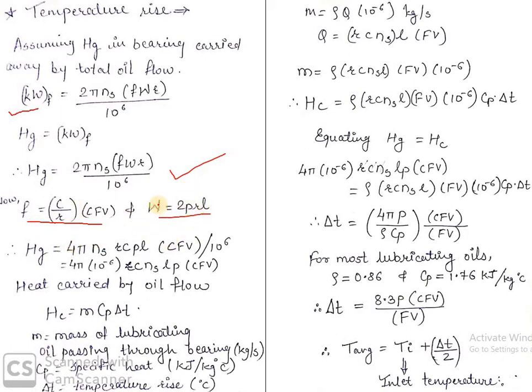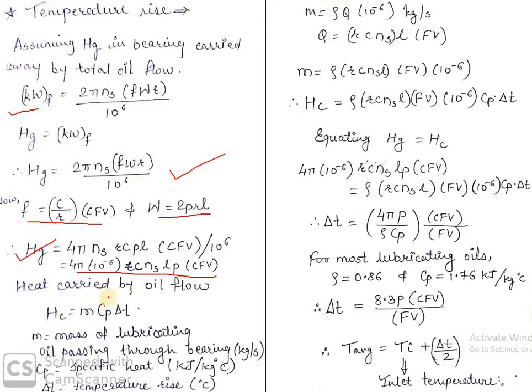Now substituting these two values in the above equation of Hg, the simplified equation you will get is 4 pi ns RCPL into CFV by 10 raised to 6. Again it is rearranged by writing this 10 raised to 6 as 10 raised to minus 6. So this is the formula of heat generated. Instead of learning this formula, you should learn this and this too, so that you can easily memorize it.